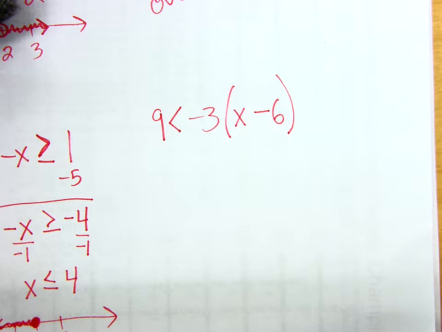Just like with an equation, you can take your answer and check it. Anything you shade over is an answer. So if you pick any number that you've shaded over and plug it back in, it's got to work. If it doesn't, something's wrong somewhere.